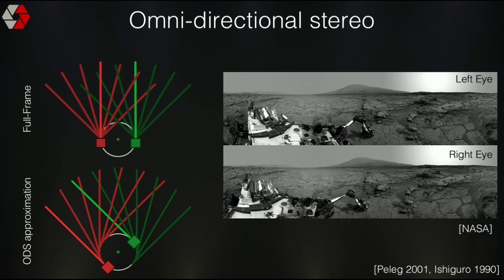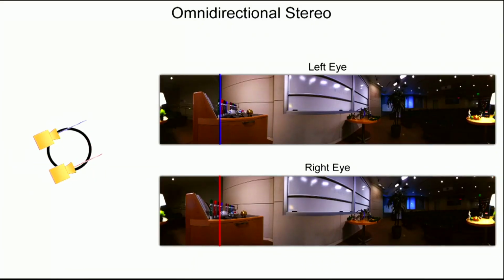But how do you capture this type of omnidirectional stereo format? I already showed you that these camera array rigs try to boil it down using view interpolation and these optical flow methods. But actually, the original papers by Peleg and Ishiguro proposed just rotating a camera around some nodal point and taking out certain columns of the data on the sensor.